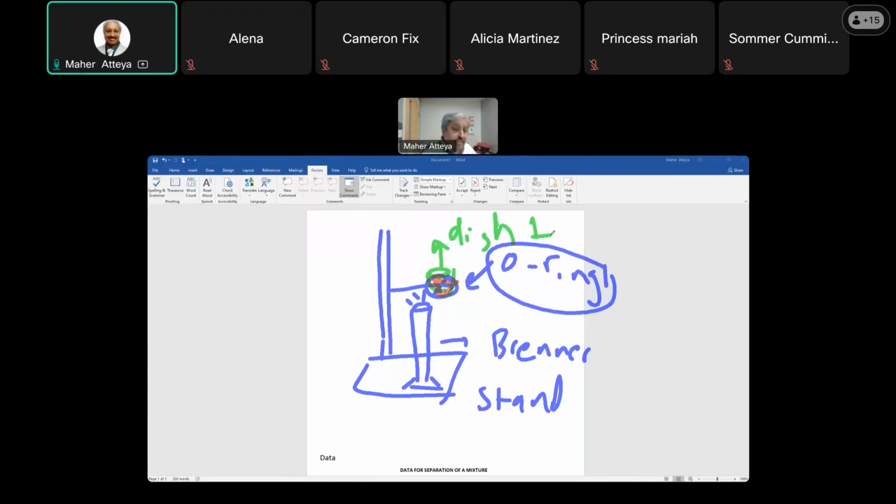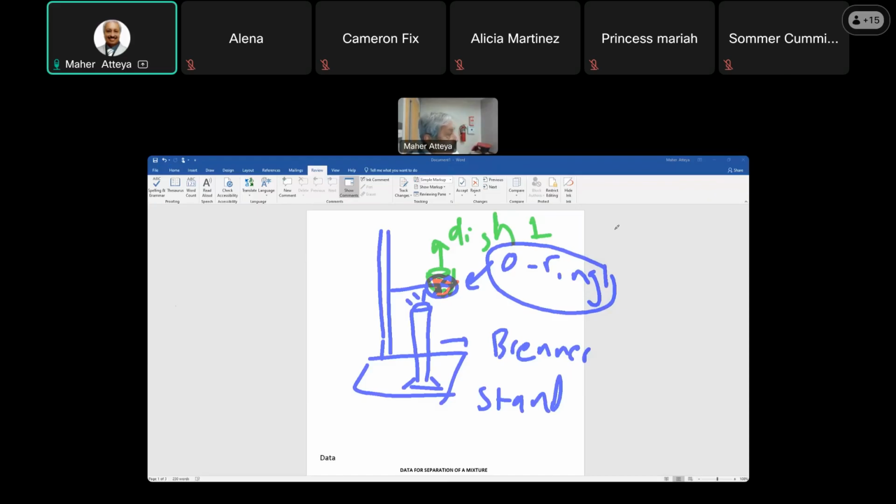You'll take this dish after heating. Keep it on your bench or inside the same hood. Cool it down to room temperature. Then you go and weigh. Every time, use the same balance. You cannot switch balances. So use the same one you started with to weigh the dish number one and the dish number two and watch glass and the mixture and everything, the same balance. Don't switch balances. After cooling down, you have the mass.